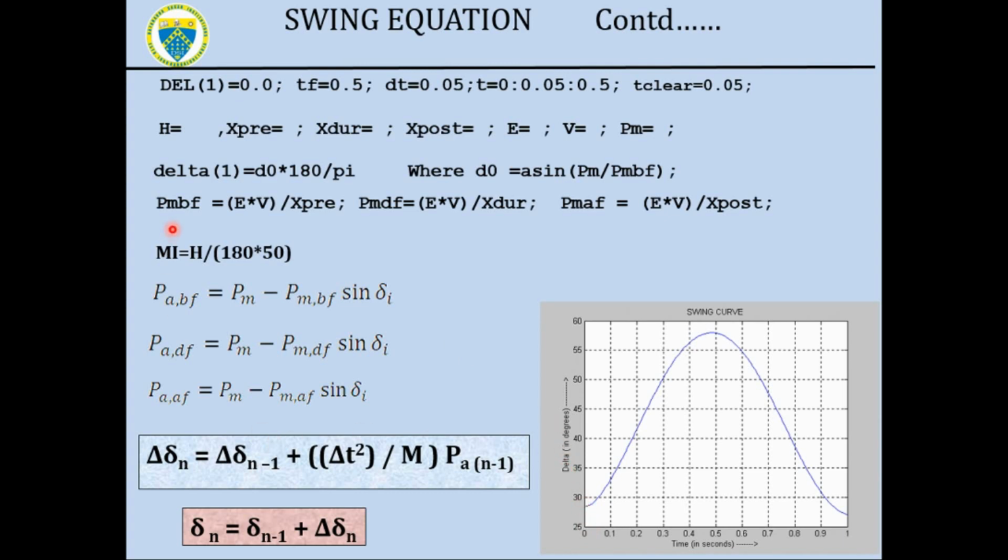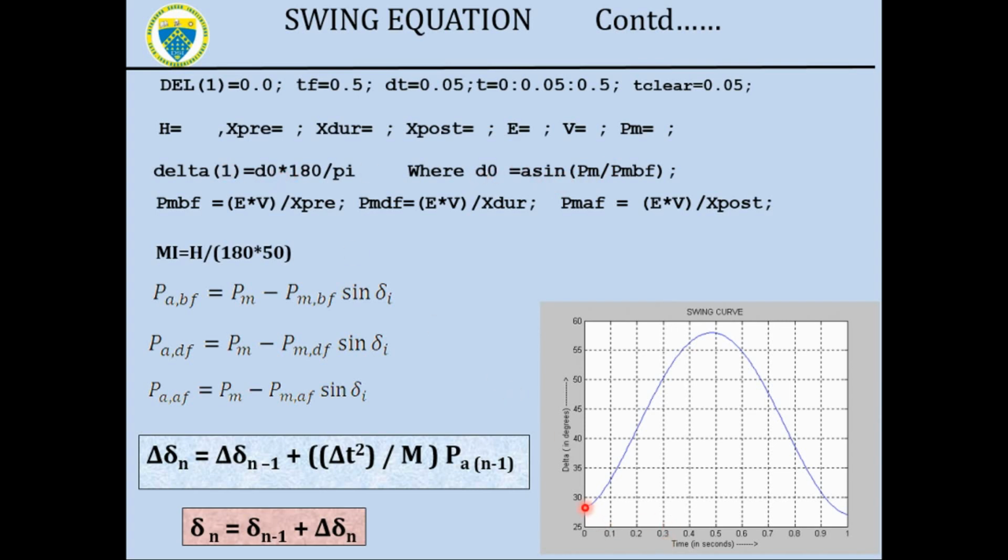The initial delta, delta 1, is created as delta naught times 180 by pi. This is just a simple conversion into degrees. So how do we obtain this delta naught? This is a MATLAB syntax I have written mathematically: it is sine inverse of Pm by Pm Bf, where Pm is the mechanical power input divided by the maximum power transferred before fault. You have to do this division, then take the sine inverse. Here I have shown it in MATLAB syntax, where the sine inverse is indicated by asin. So you will get delta naught, that is delta 1.